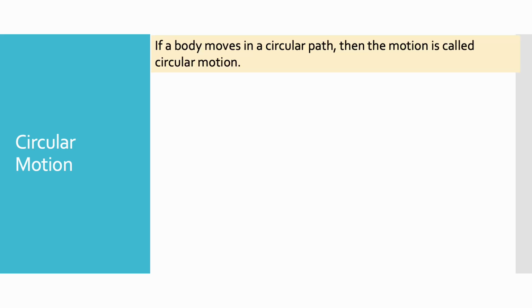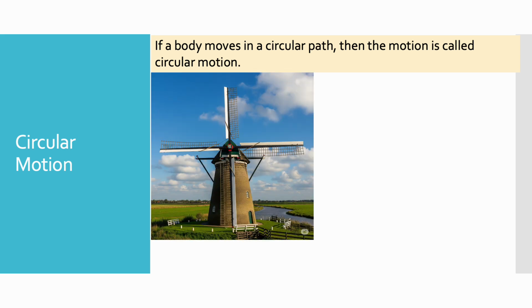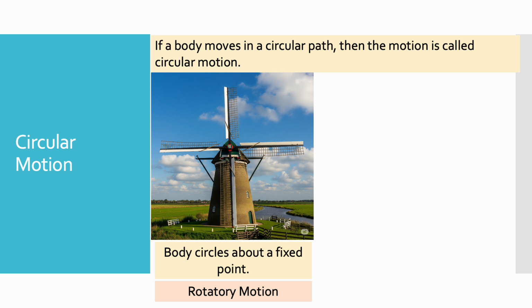Now let's move on to another fascinating type of motion, circular motion. When an object moves in a circular path, we say it is in circular motion. There are 2 kinds of circular motion, rotatory motion and revolutionary motion. Here you can see the blades of a windmill spinning around a fixed point, its center. In rotatory motion, the object spins about its own axis. Common examples include a spinning top, the blades of a fan, or the wheels of a bicycle.